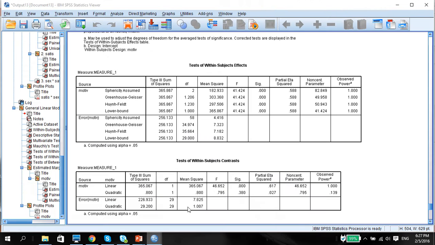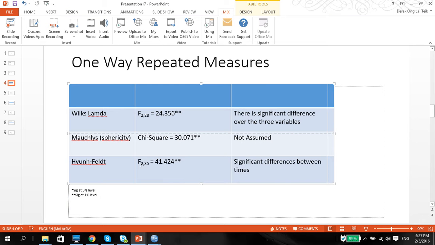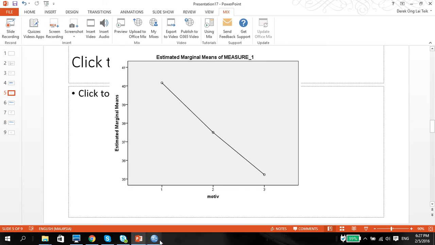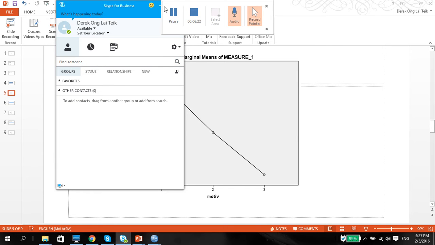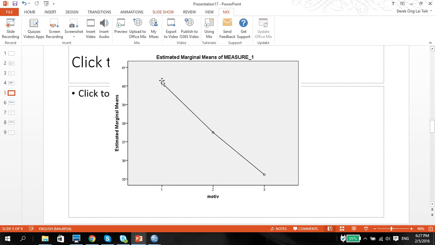F 2, 35, as you can see here. F2, sorry, it's 58. And of course, there's significant difference between the times. So this is your one-way repeated measures. Now going on, we can also add in the graph to show that there is a difference between the time periods.